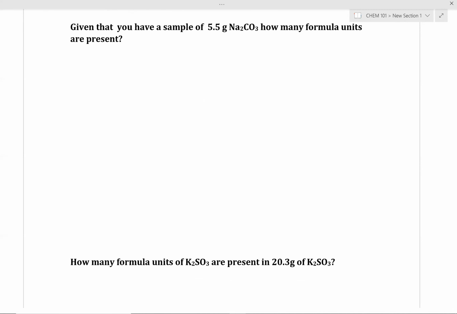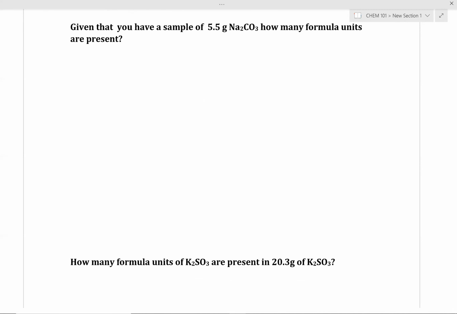Now, as our typical ender for these calculations, if we're going from moles to formula units, what conversion factor do we use? Avogadro's number, which is 6.02 times 10 to the 23rd formula units per 1 mole of sodium carbonate.